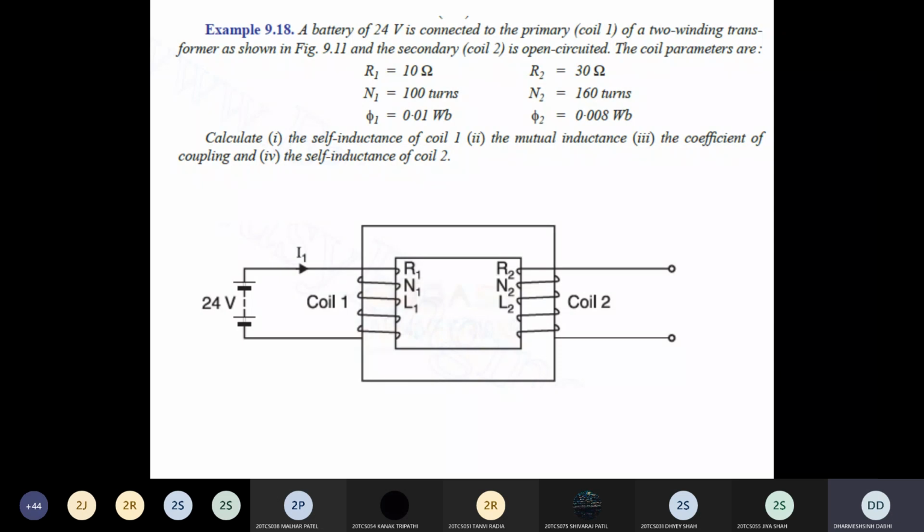So all of you calculate all these 4 parameters one by one. Sir, first one 0.417. Yes, L1, the self inductance of coil 1, is 0.417 Henry. Yes, very good. All of you take your time and calculate by yourself. Don't write the answer directly. Use the equation, calculate, and then write the answer.